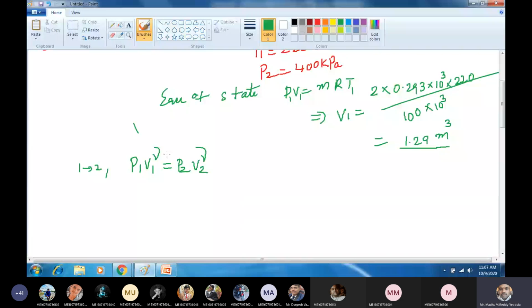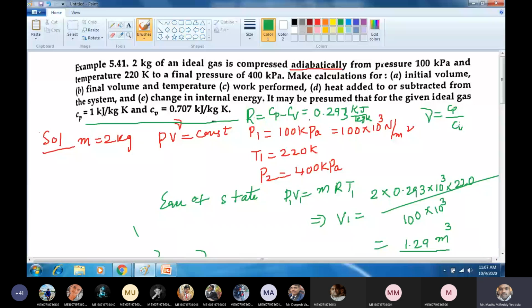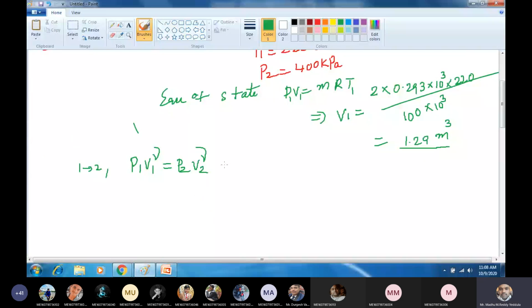Again, how to get the gamma value? Gamma you can calculate by the ratio of CP by CV. Its value is 1.4, but that is for air. Gamma is equal to 1.4 for air. CP by CV, how much are you getting? 1 by 0.707, that is 1.414, almost 1.4. Now, P1 V1 power gamma equals P2 V2 power gamma.